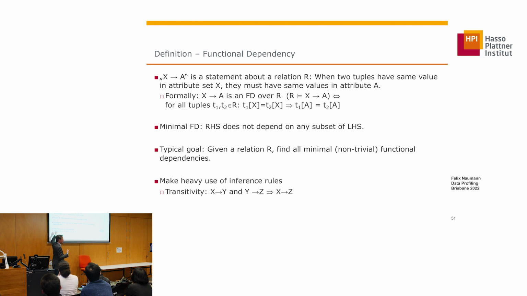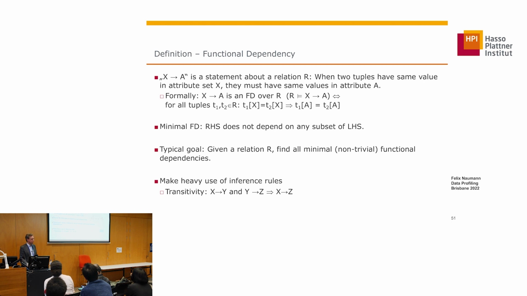So the goal of all these algorithms is, given a relation, one big table, find all minimal, non-trivial functional dependencies. With non-trivial, I mean, of course, it's always true that A determines A, but who cares. We heavily use inference rules for pruning, such as transitivity. If X determines Y and Y determines Z, then of course X also determines Z, and that's a candidate I don't need to check anymore. That's the kind of pruning we will be doing, and that's the basis of all algorithms.